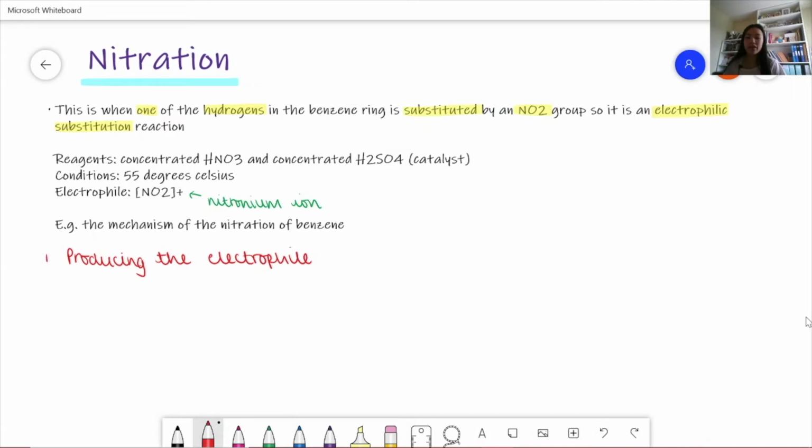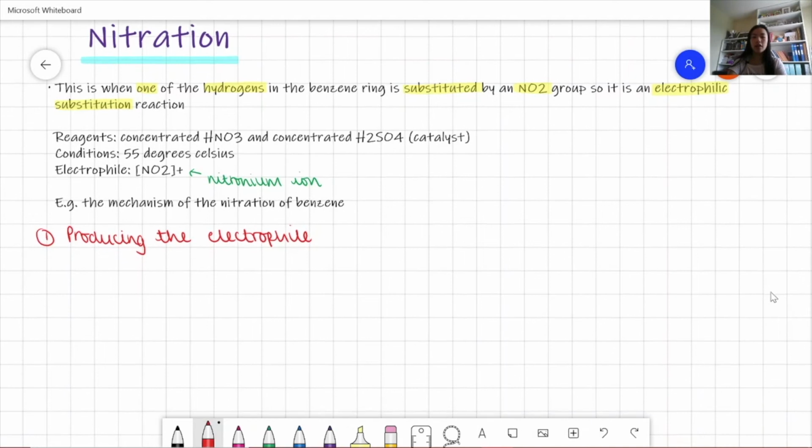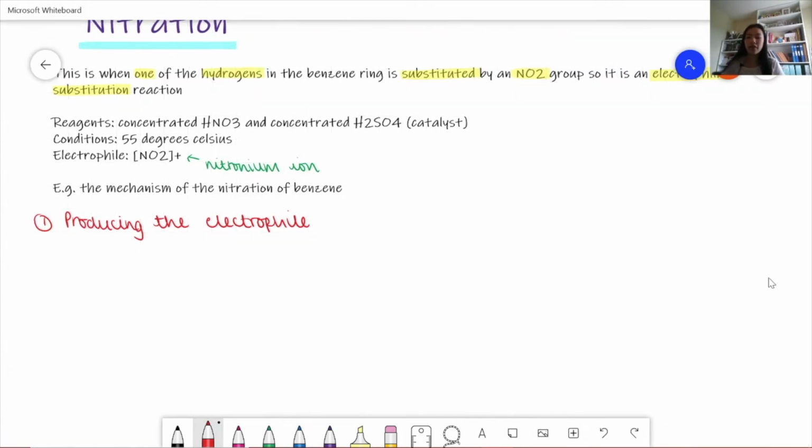This will always be the first step of your mechanism. And so what happens is we have some nitric acid and also some sulfuric acid, and they react together to form H2NO3 plus and HSO4 minus.